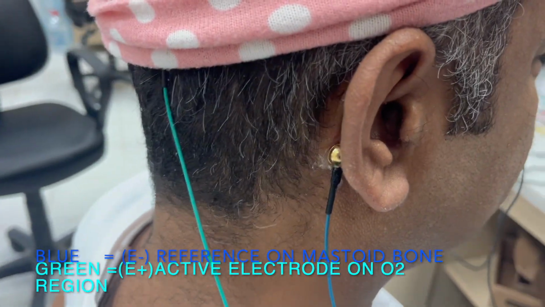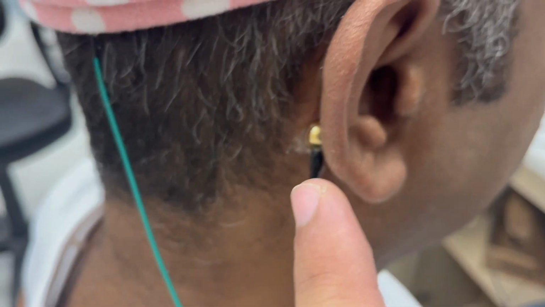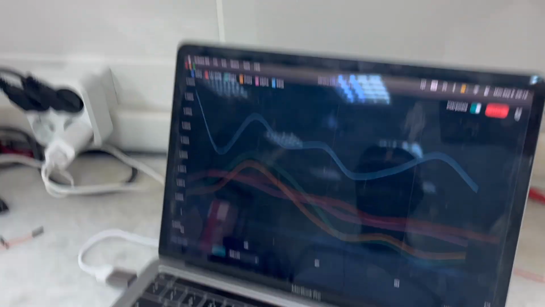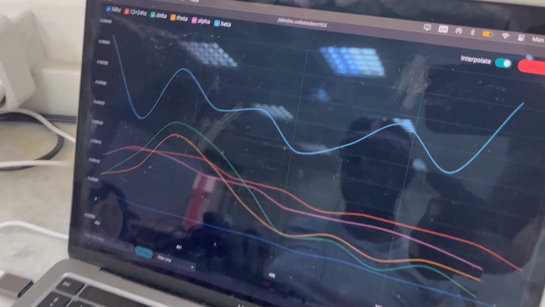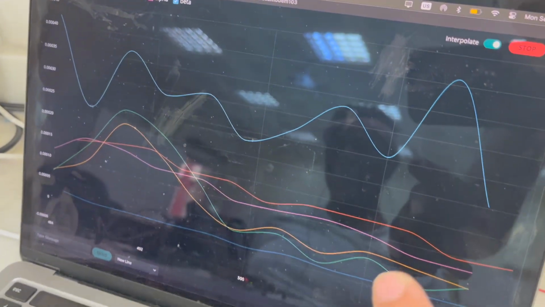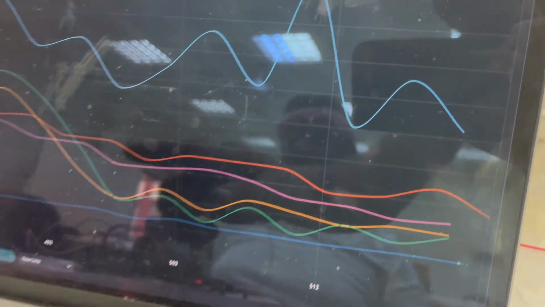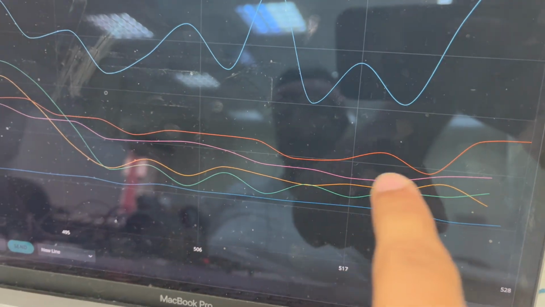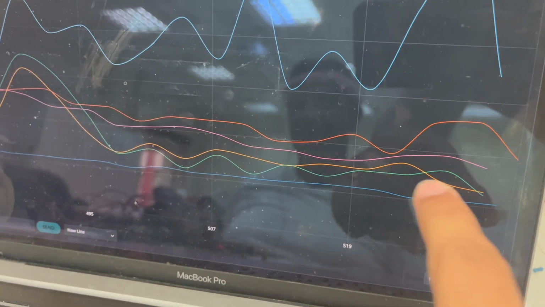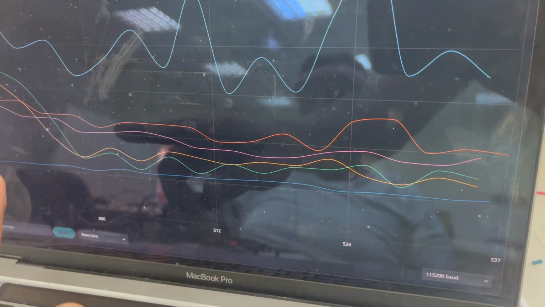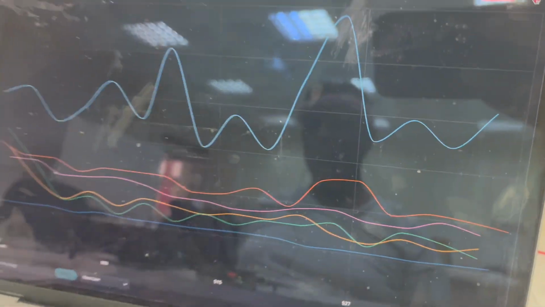We have placed the electrodes here. This is the DRL electrode, this is the negative side electrode, and this is the active electrode. As we can see, the beta is larger than the other two when the eyes are open, and this line is our neutral noise line. So when the signals are not emitting, we are sitting at here.